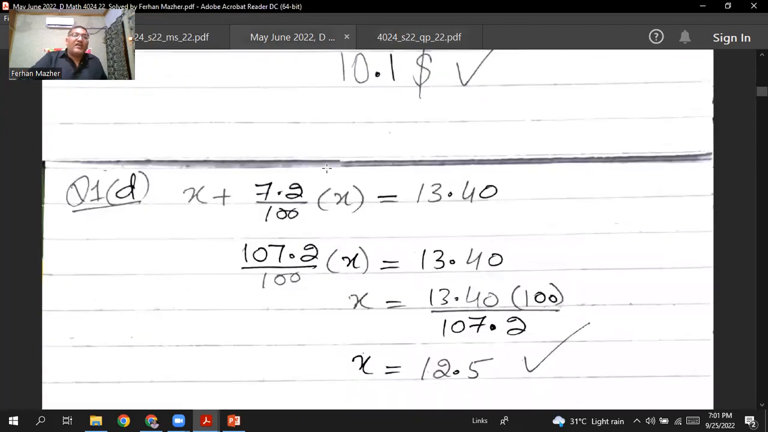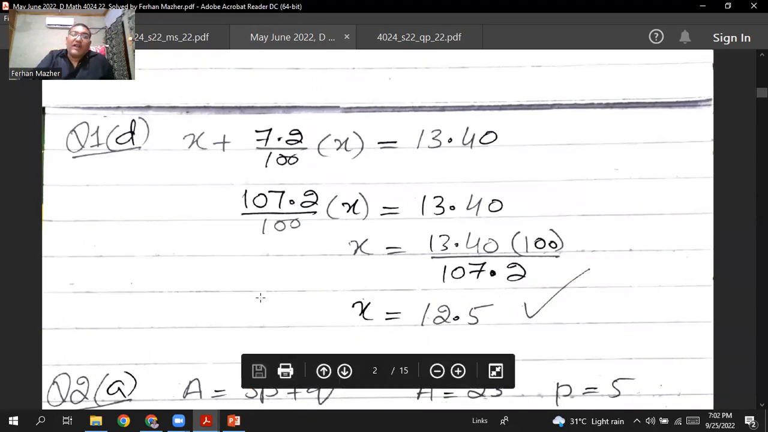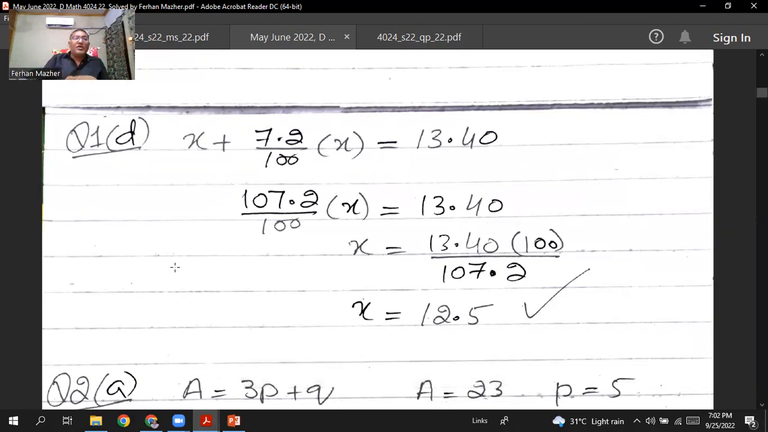That's the trick. So X plus 7.2% of X equals 13.4. The 13.40 is the new value. So just add on the calculator 1 plus 7.2 by 100. It will be 107.2 by 100 x equals this. The 100 will go on the other side and multiply. 107.2 will go on the other side and divide. So when you enter these values in your calculator, you get 13.40 multiplied by 100 divided by 107.2. So you get 12.5. So the original value is 12.5. Let me check. 12.5 is the right answer, sir.